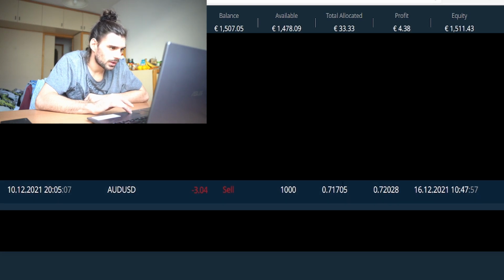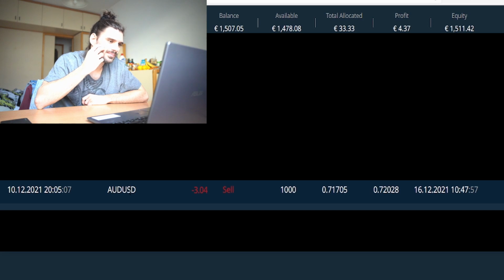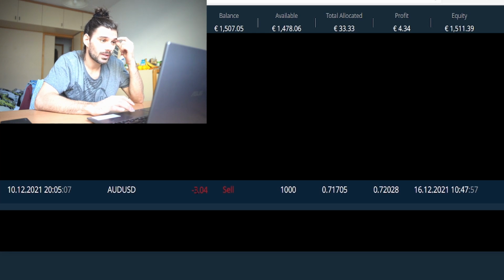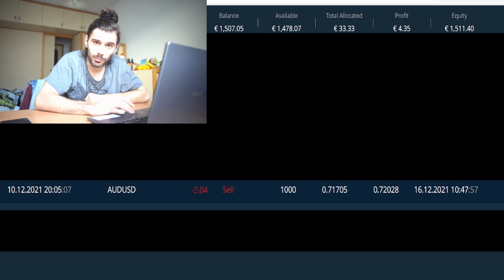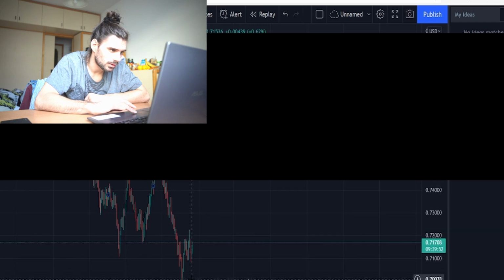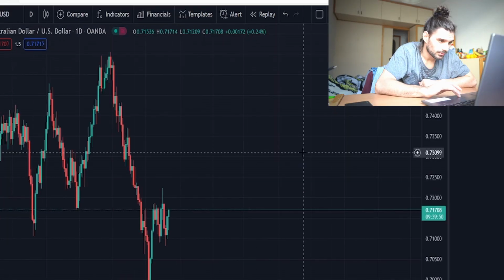And so now if we take a look at the chart, we will see what happened and why I took the trade and why I lost. So basically my balance is still €1,500 and I risked around €3, which is roughly 0.2% of my whole portfolio. And so let's take a look at the trade on the Australian USD.